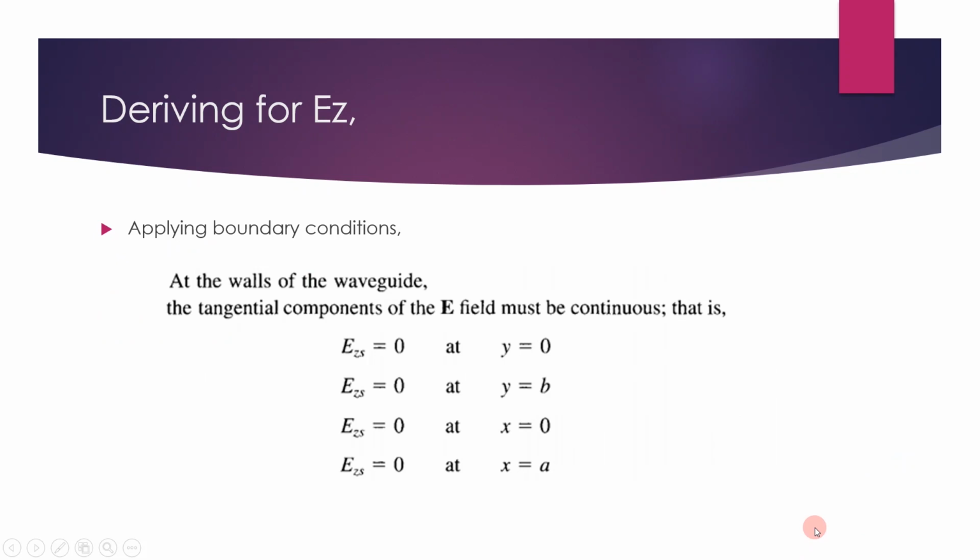First you apply the boundary conditions, and the tangential components of the electric field must be continuous. We are considering the four boundaries. The dimension of the rectangular waveguide along the x direction is a and along the y direction is b. So the boundaries are x equals 0, x equals a, y equals 0, y equals b. At these four boundaries you take Ez as 0.